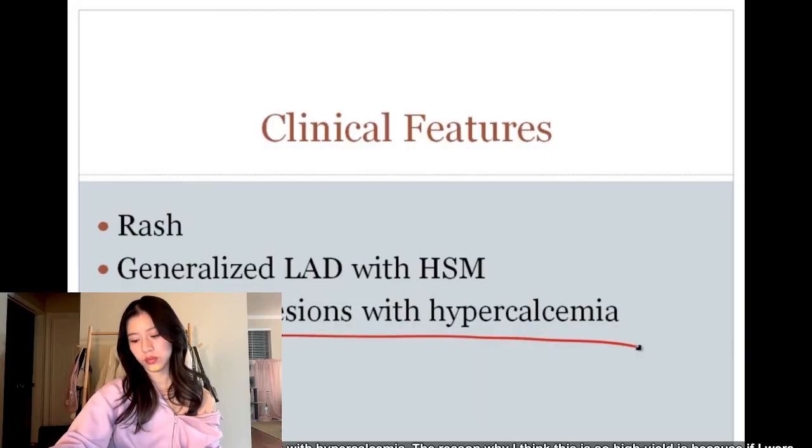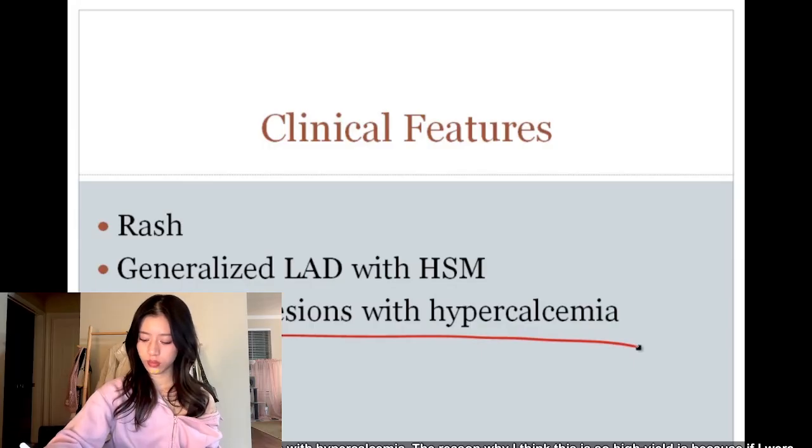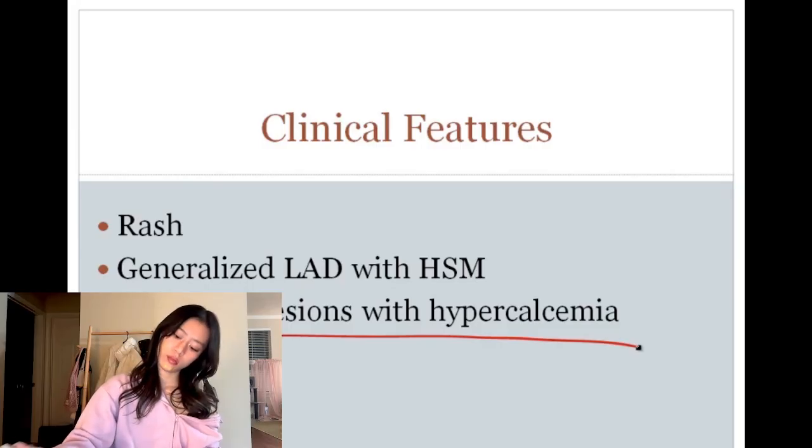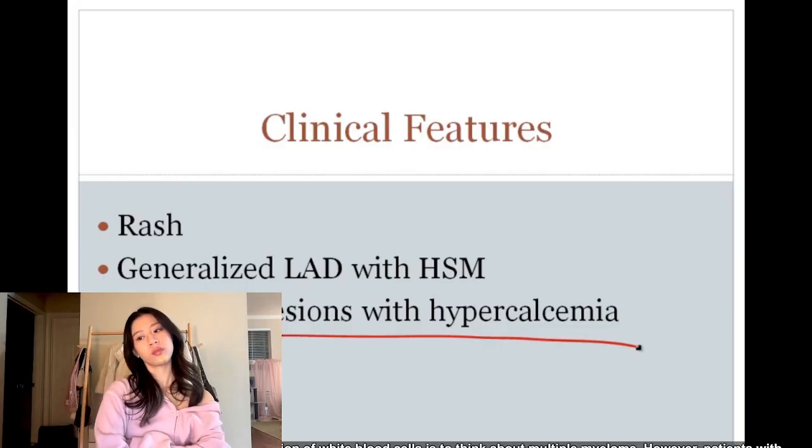The reason why I think this is so high yield is because if I were to tell you that a patient has lytic bone lesions, you would automatically think about maybe something like multiple myeloma. And so the knee-jerk reaction when we have lytic bone lesions with hypercalcemia, for example, punched out lesions in the bone with hypercalcemia, especially in the discussion of white blood cells, is to think about multiple myeloma.